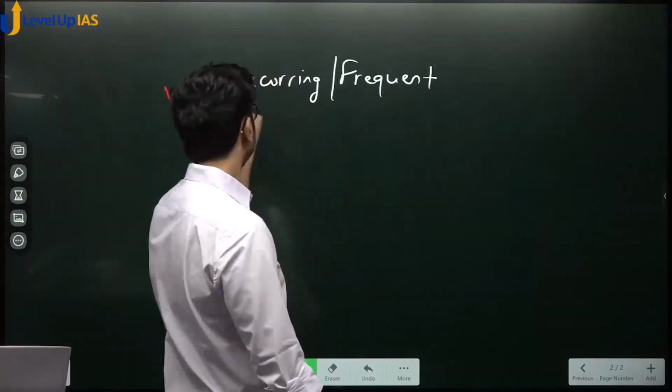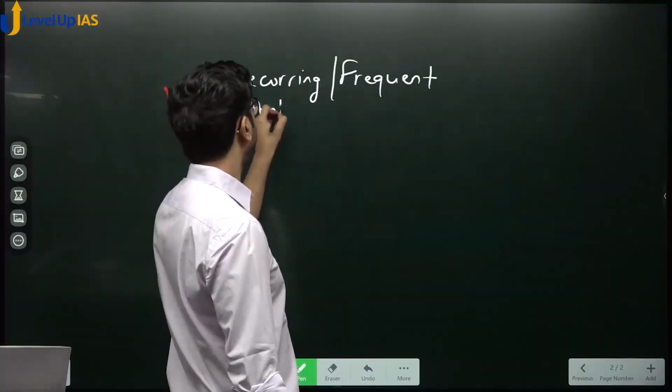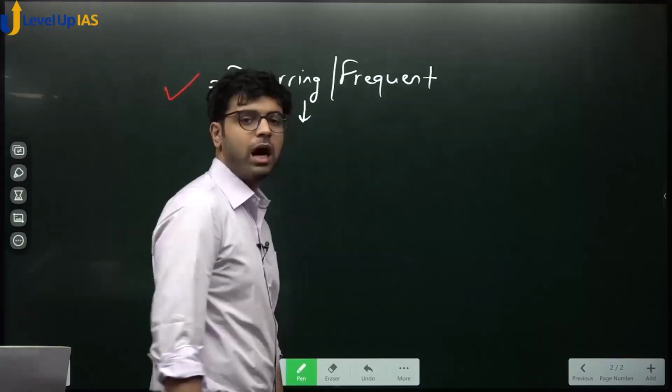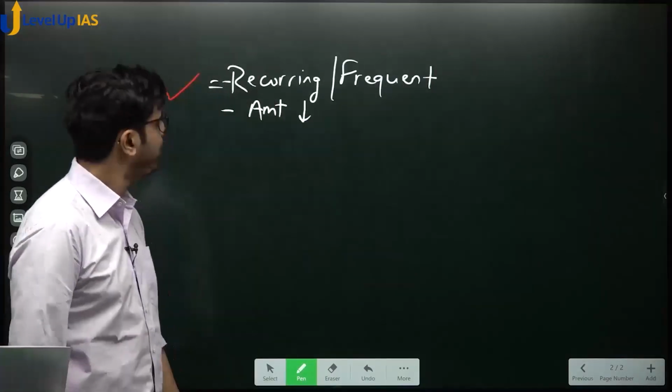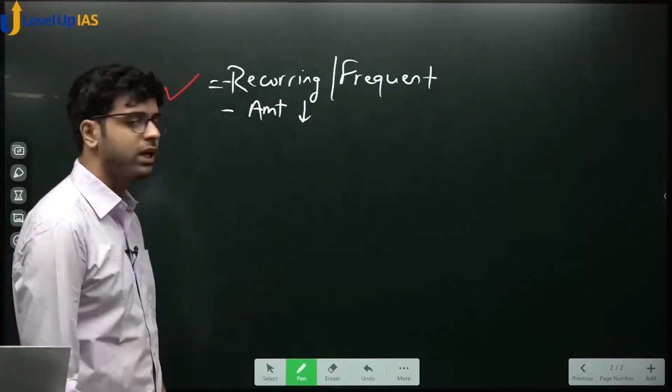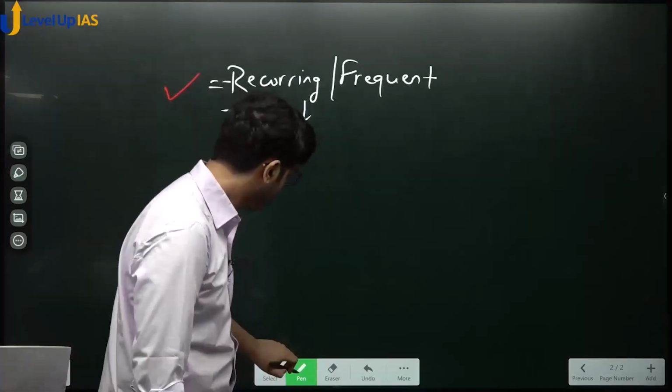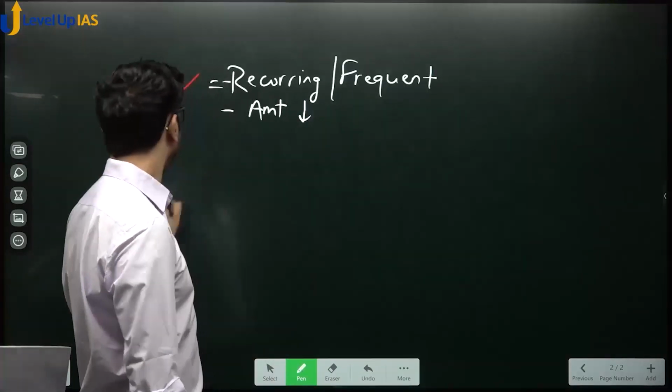Right? Second, the amount involved is comparatively lower. Yes or no? They happen frequently, they happen regularly. Right? Now I talk about the yellow ones.